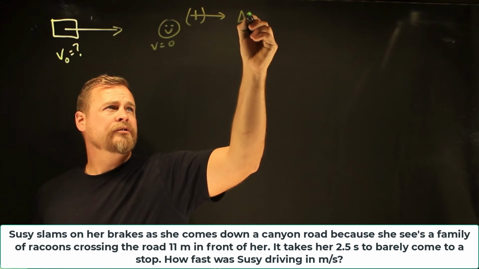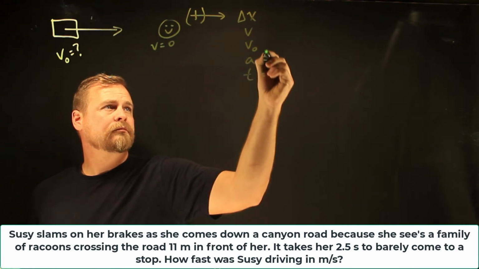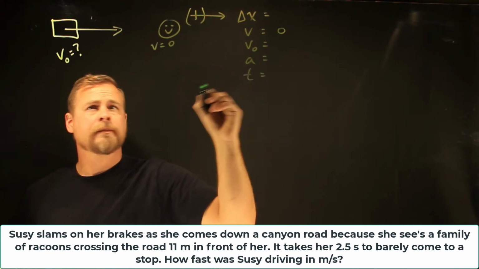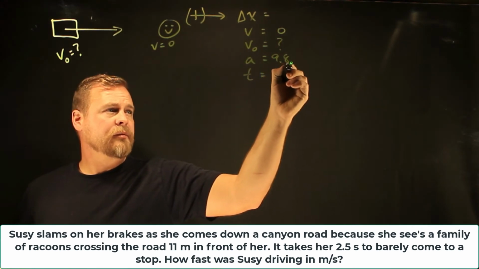So collecting variables. This time my final velocity is 0. My initial velocity is the question. Acceleration is 9.8 meters per second squared.